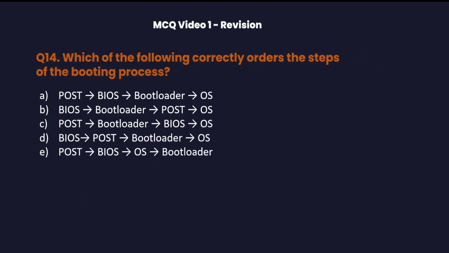So here's a question on it. Question number 14. Which of the following correctly orders the steps of the booting process? The right answer is option number D. Remember the booting sequence. First, the system is powered on. Then, BIOS is the very first software that runs. Then, POST, it checks essential hardware is present and functioning. Then, the bootloader, and then OS loads.